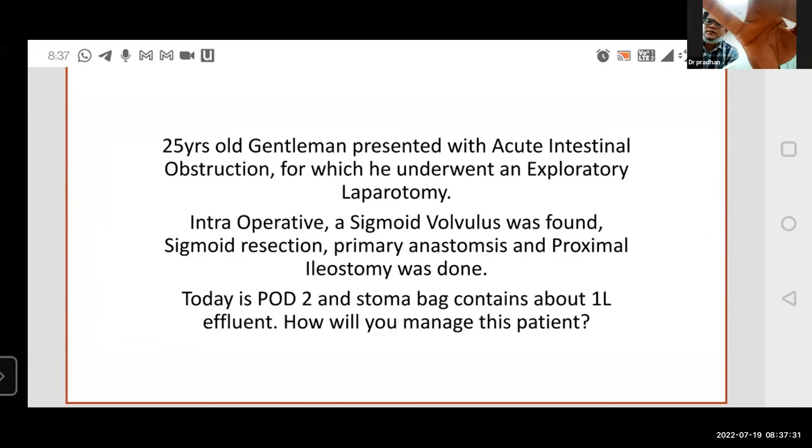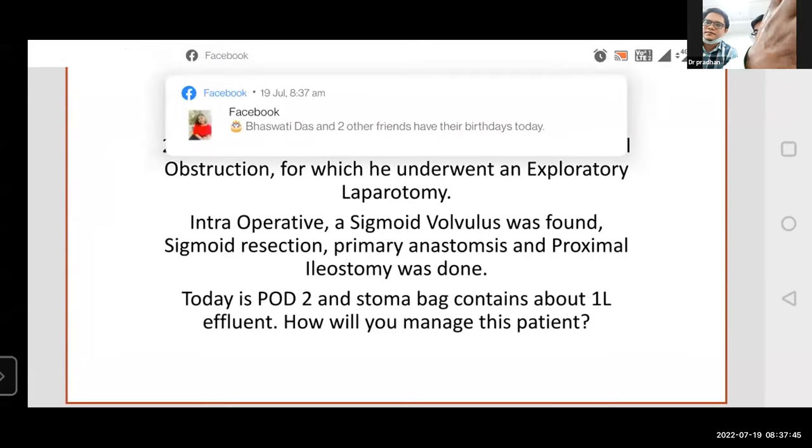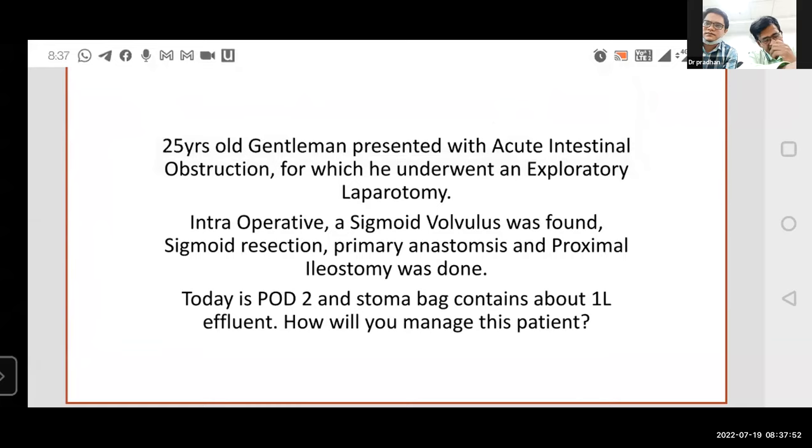In that case, what Dr. Mike is saying is that you bring out the anti-mesenteric border, just open it up and suture it to the skin. So this is a buttonhole stoma, also known as a pseudoloop stoma. It's not exactly a loop, but it is like a loop stoma. Okay. So now this patient has a stoma, that is the ileostomy.